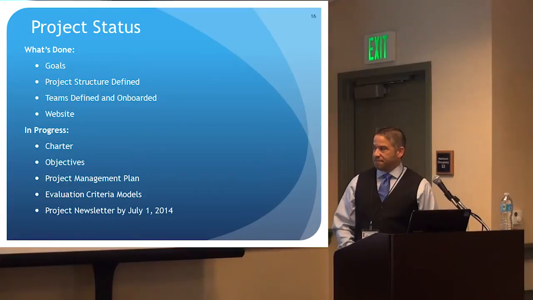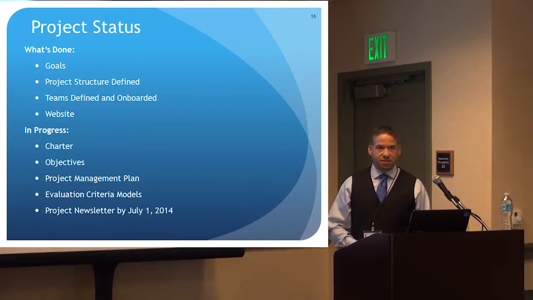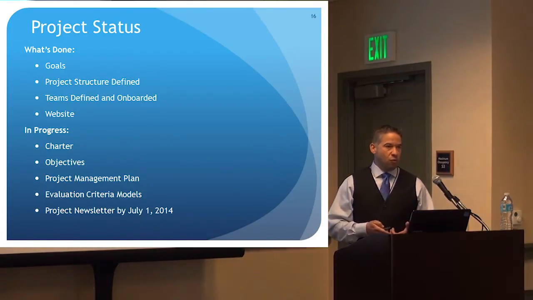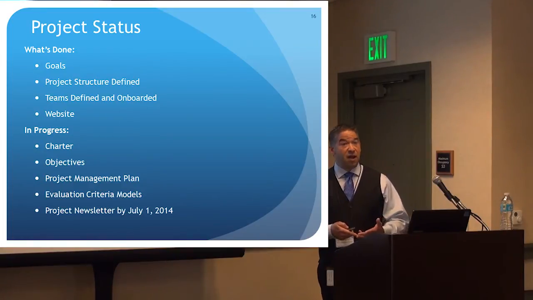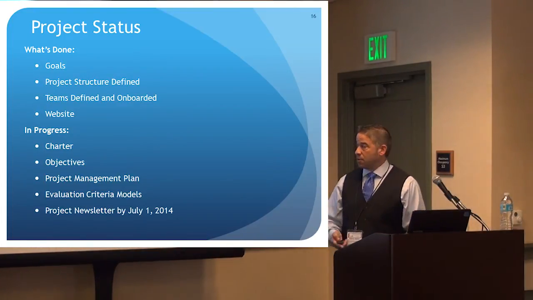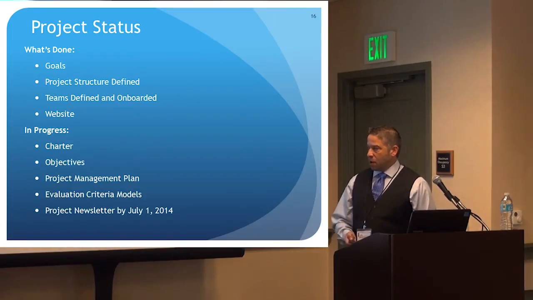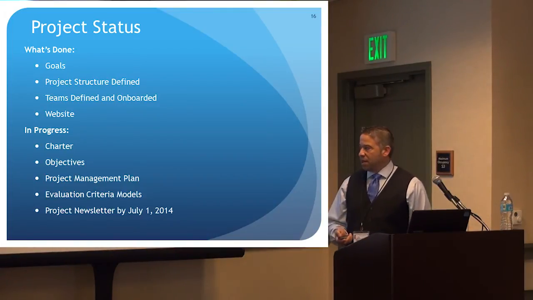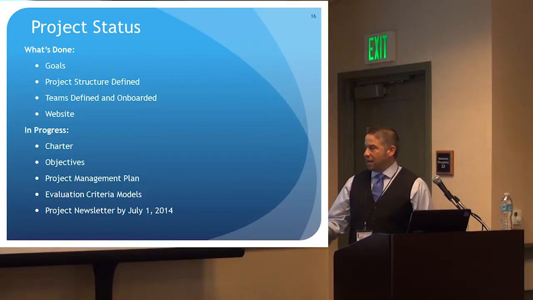We have a project management plan established. We are in the process of developing our evaluation criteria models. Right now, the 3 work groups, we're calling them, for risk, organizational readiness, and business value have been established, and they're currently in the process of developing the metrics and models to support the evaluation of those 3 categories. And then our project newsletter, the first initial version of that newsletter will be available on our website, I assume, in July of 2014, so next month.